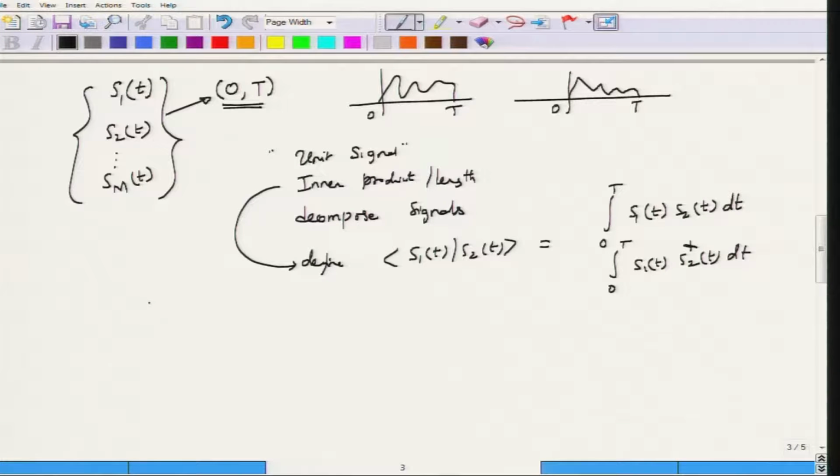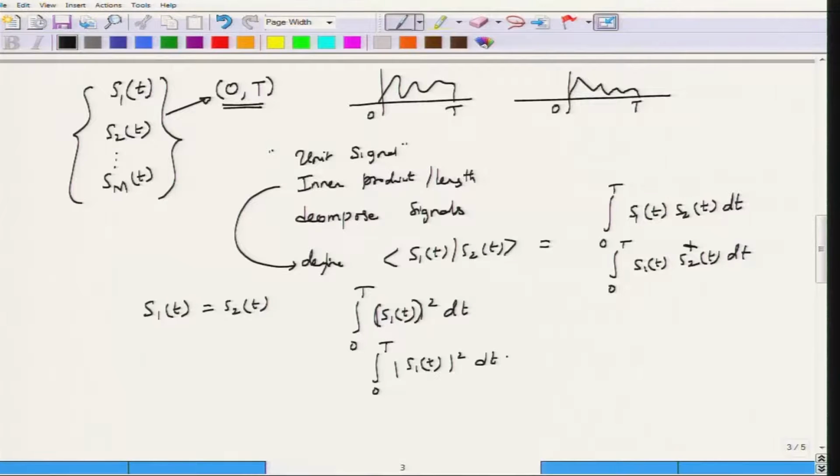Yes. When s1(t) is equal to s2(t), then this quantity, the integral from 0 to T of s1(t) squared dt if s1(t) is real, or of the magnitude of s1(t) squared when s1(t) is complex, would be greater than 0. Why? Because the integrand here is greater than 0, so the integral will also be greater than 0. So, here I have the notion that the inner product of a vector with itself must always be positive.